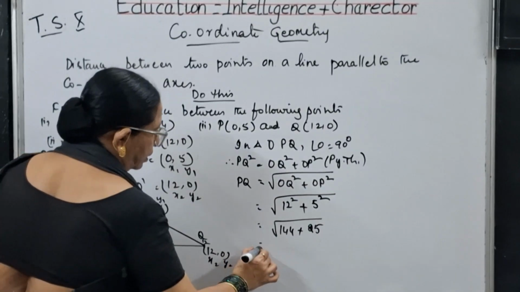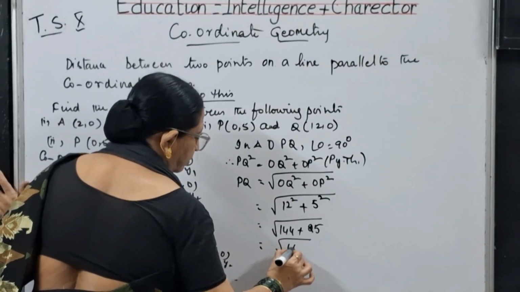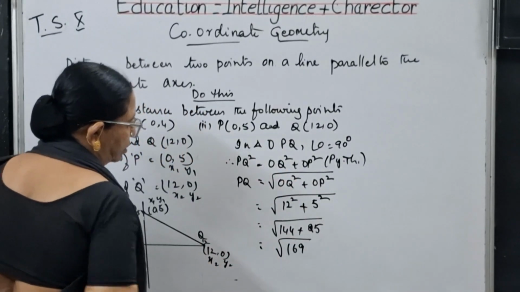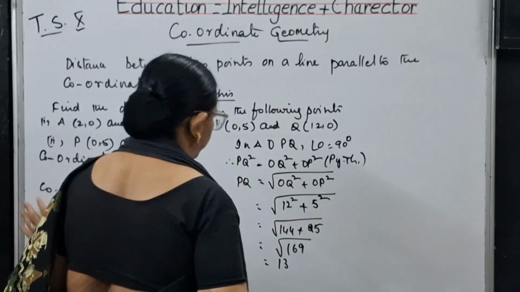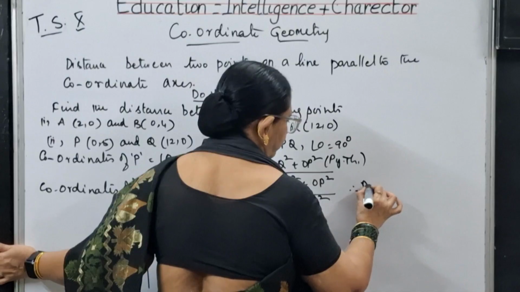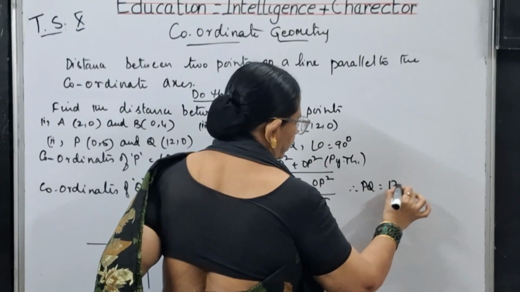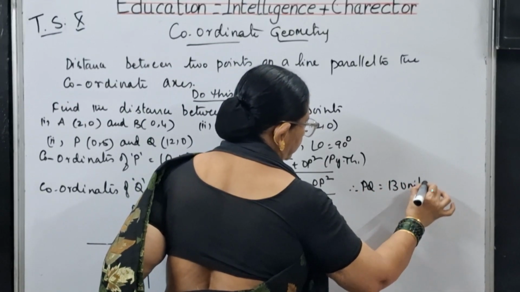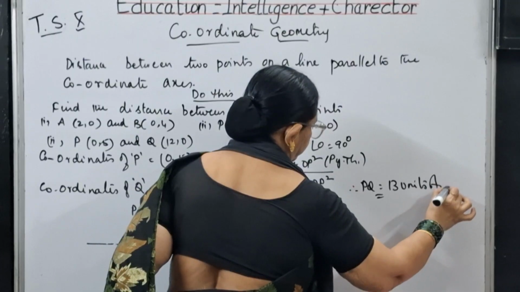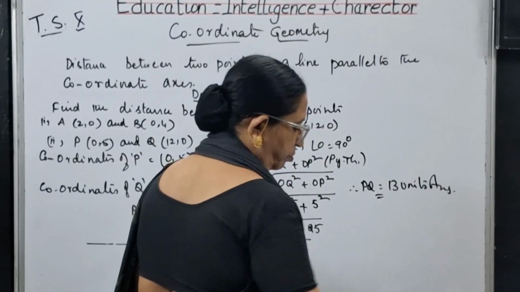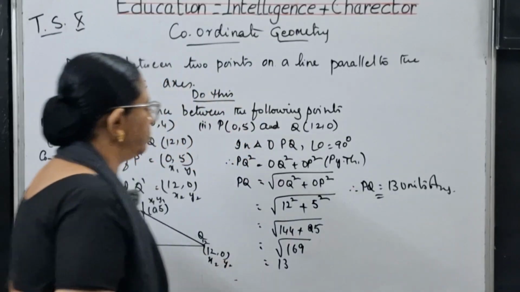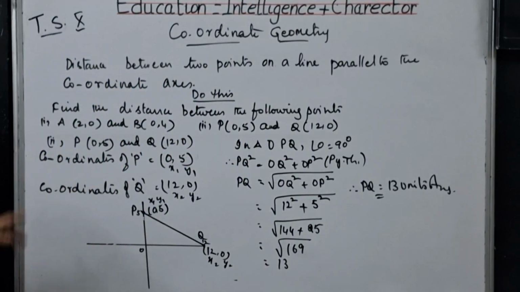So how much are you getting? Root of 169. Root 169 is 13. So we will be calling PQ is equal to 13 units. This is the answer for this problem, children. Please note it down. Second bit I have done. Earlier I have done the first bit.